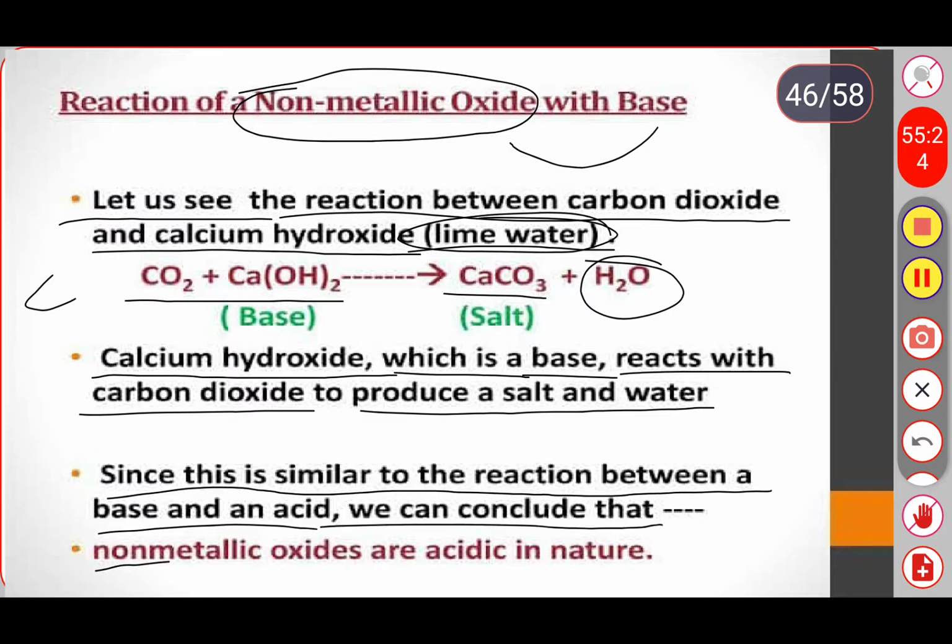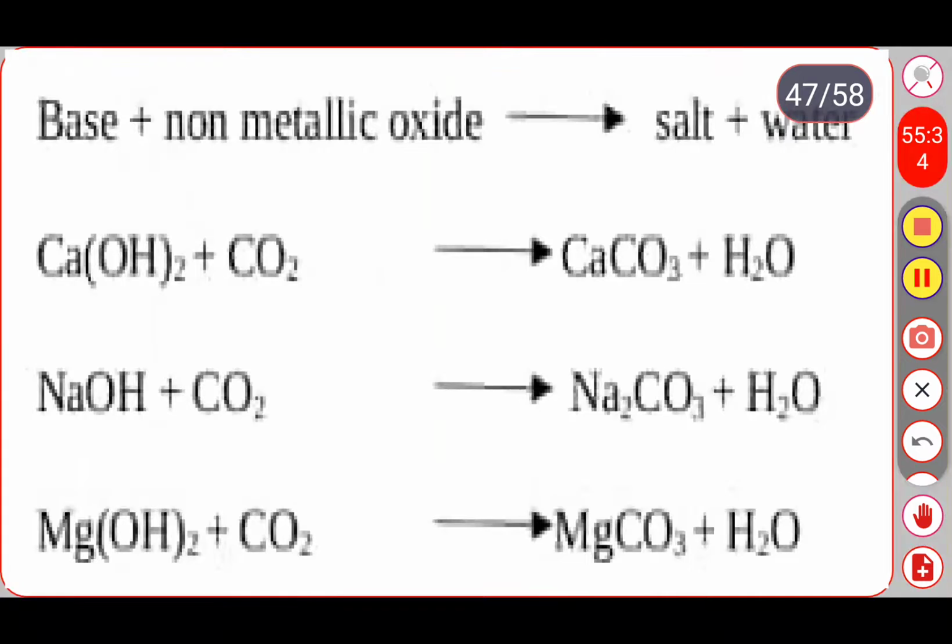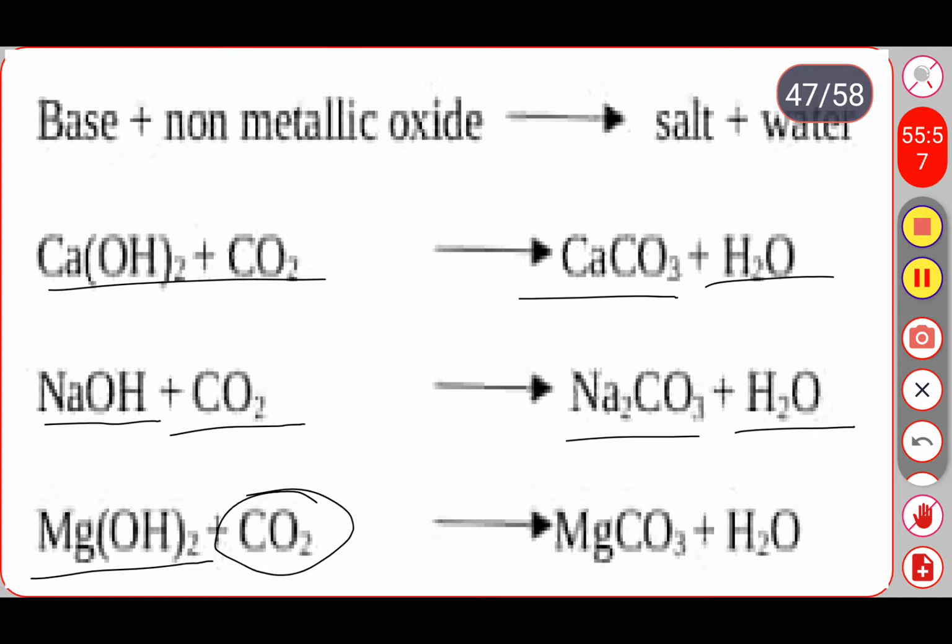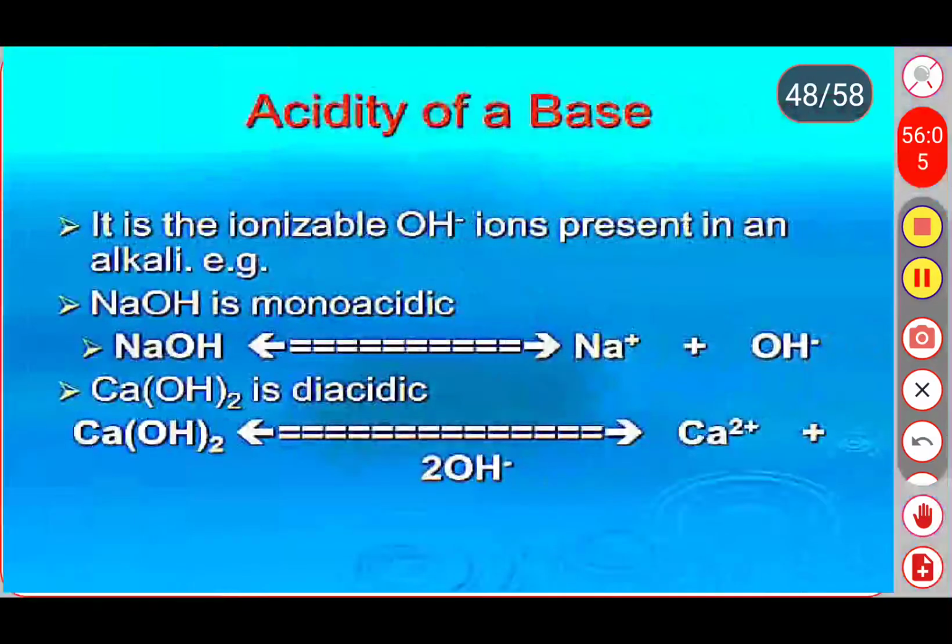Some more examples are given here. When calcium hydroxide reacts with carbon dioxide, it produces calcium carbonate along with water. When sodium hydroxide reacts with carbon dioxide, it produces sodium carbonate along with water. When magnesium hydroxide reacts with carbon dioxide, it also produces magnesium carbonate along with water, right? So these are some of the reactions of bases reacting with acids, reacting with metals, and reacting with non-metallic oxides.